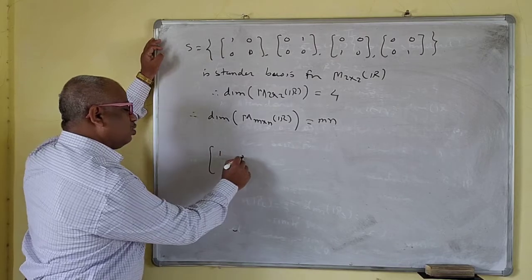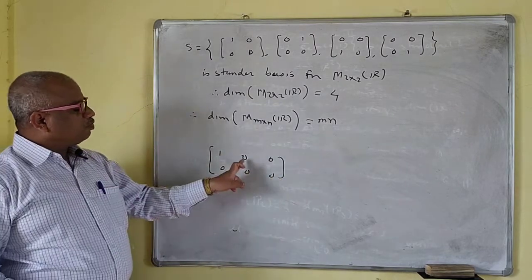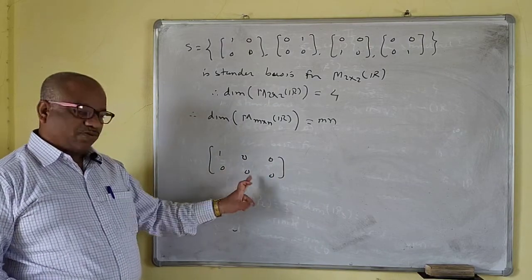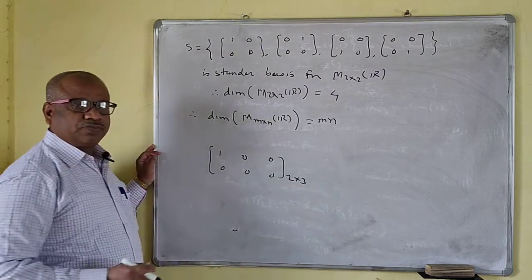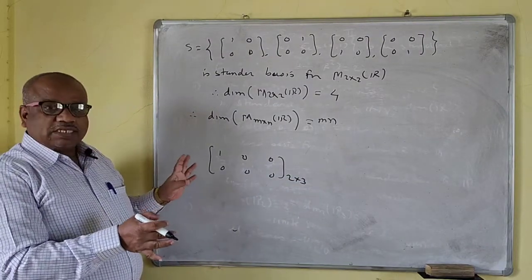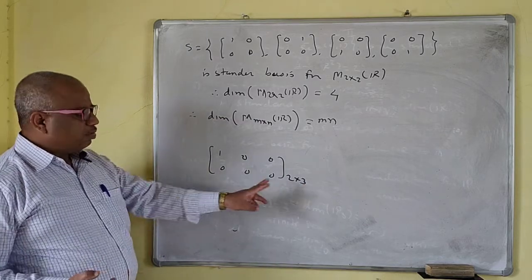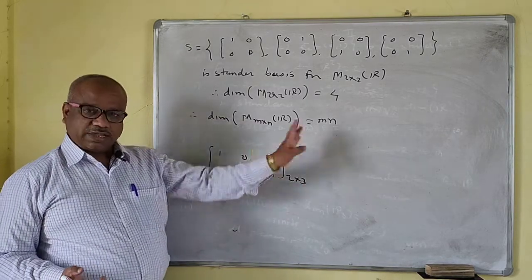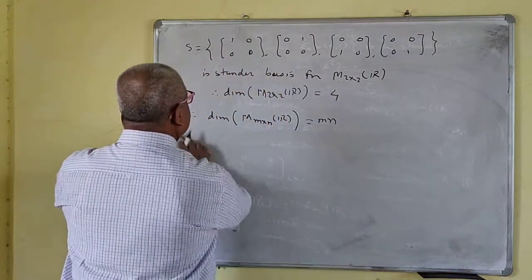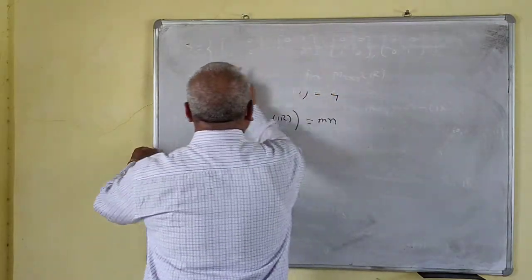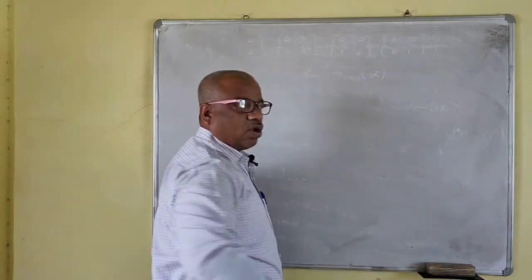Suppose this is the matrix with 1, 0, 0 in the first row and 0, 0, 0 in the second. Then you have to shift this one here, then here, then here, one at each position. That will be the standard basis. This matrix is 2 by 3. How many matrices are there? 6 matrices are there, which is 2 into 3, that is 6. So the dimension of M 2 by 3 over R is the same as mn, 2 into 3, that is 6. In this way you can write the standard basis for a matrix of any order.